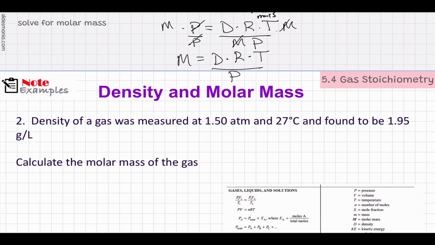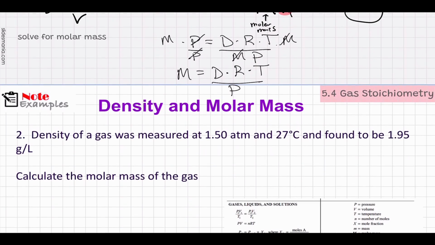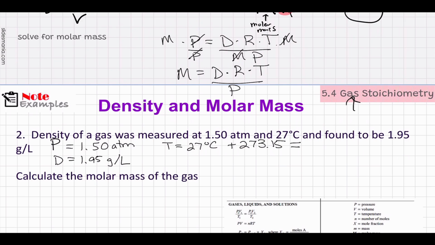So in this question, I know I'm going to want to use some version of that because I know the density of the gas. This one is not a stoichiometry problem, even though it's under gas stoich, because it's not a reaction. So I know the density, and I'm writing it down wrong. That was the pressure. I'm given the pressure and the density. And I know the temperature is 27 Celsius. Add 273.15, and I get a temperature of 300.15 Kelvin.